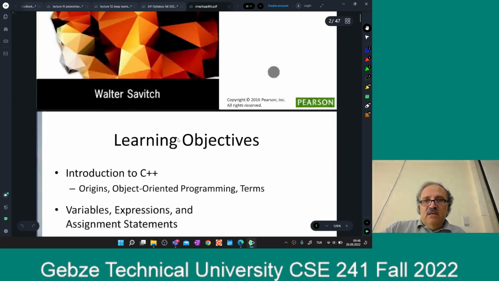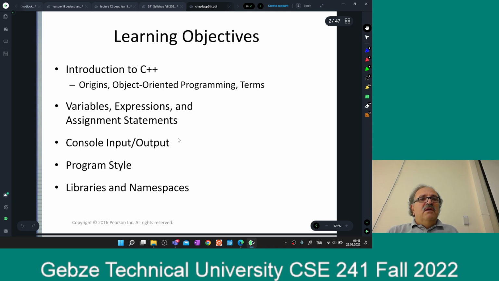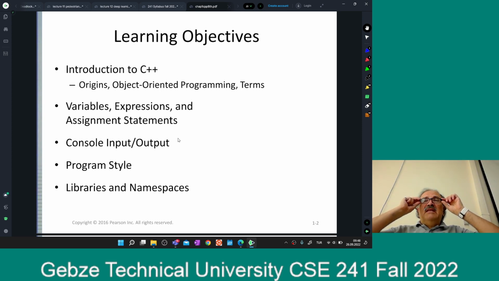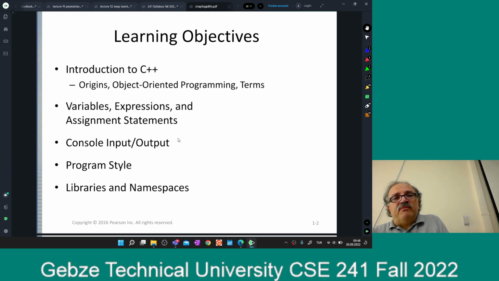Okay. So we are going to learn about object-oriented programming, the origins of it. Object-oriented programming was invented in the 1960s. The first examples of object-oriented programming were very different from our C language or C++ language.